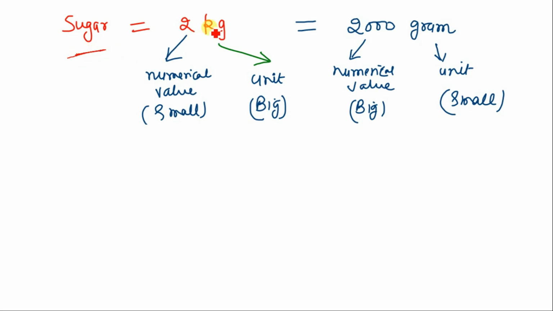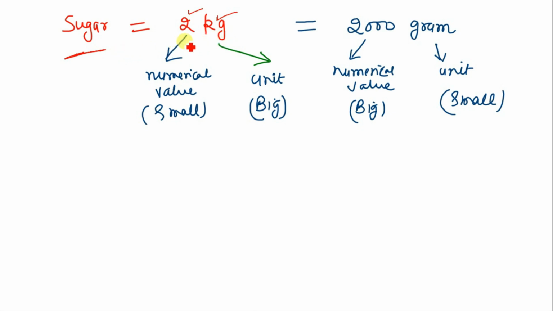Suppose we have 2 kilogram of sugar. In this measurement of the sugar, the total measurement involves two things. One is kilogram, which is a unit of measurement of mass, and another is 2. This is the numerical value. So, total measurement of the sugar has to be written by writing both numerical value as well as unit. So, 2 kilogram is the complete measurement.